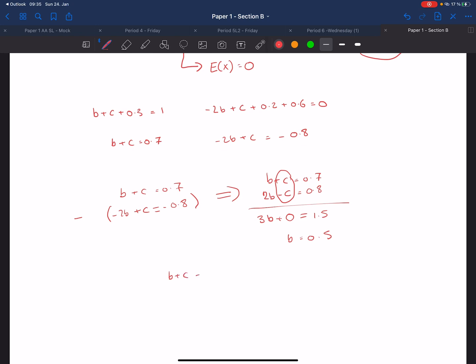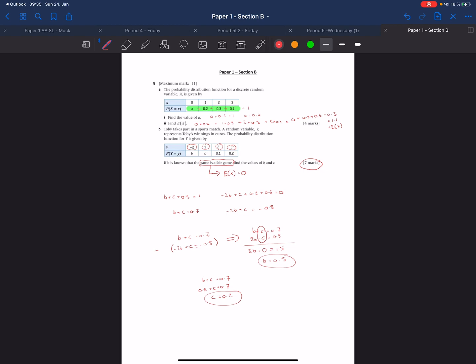So b plus c equals 0.7. If my b is 0.5, then c is equal to 0.2. So there we go. Those are my two final answers for question 8.